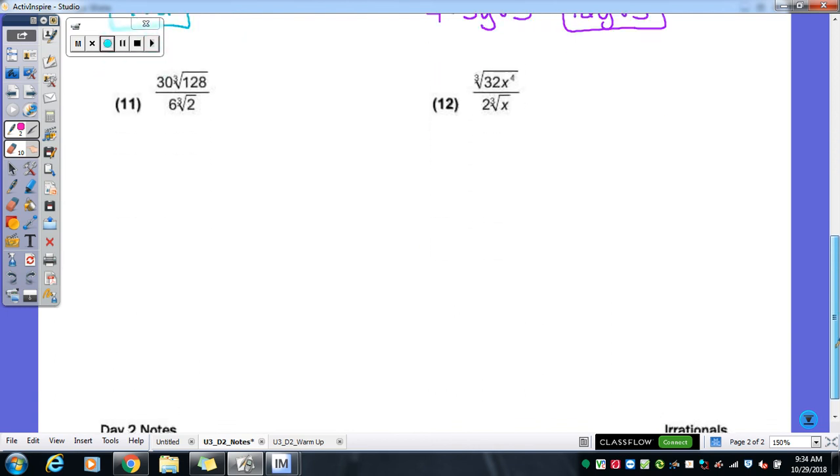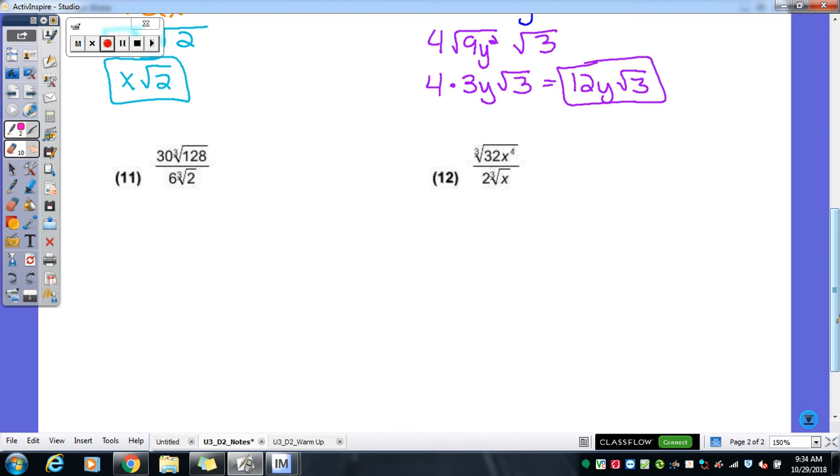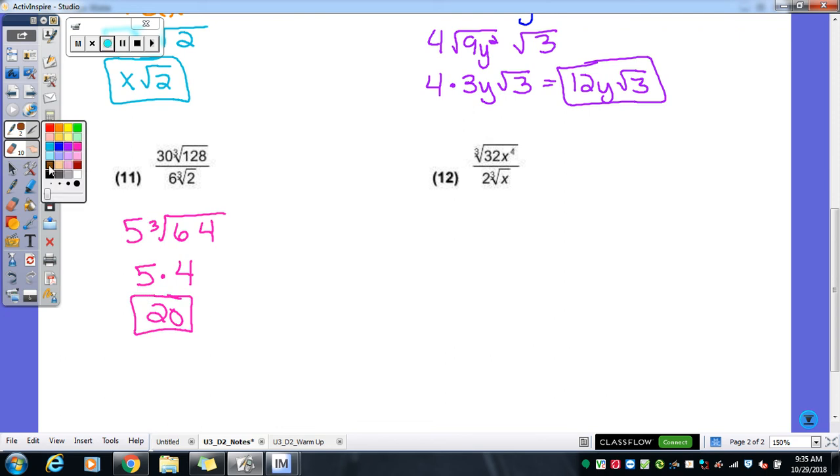All right, we've got 2 more, 11 and 12. So let's divide out in front. 30 divided by 6 would give us a 5. 128 divided by 2 should be 64. So again, we're doing cube root this time. So is 64 a perfect cube? It is. What is the cube root of 64? 4. Then we've got to multiply it times that 5 that was out in front, so we get 20 as our final answer.